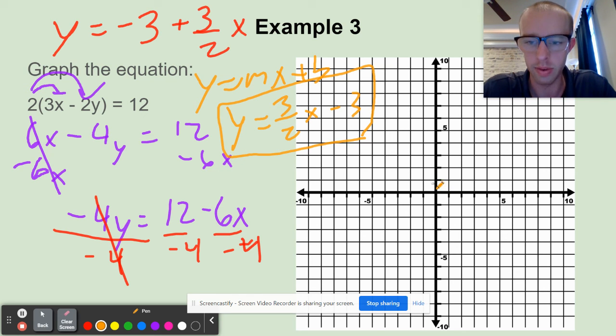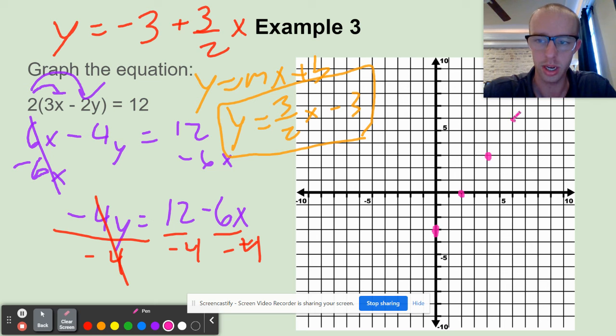I start at minus 3, down 1, 2, 3, and I go up. This tells me what to do. Rise over run. Go up 3, 1, 2, 3 over 2. Up 1, 2, 3 over 2. Up 1, 2, 3 over 2.